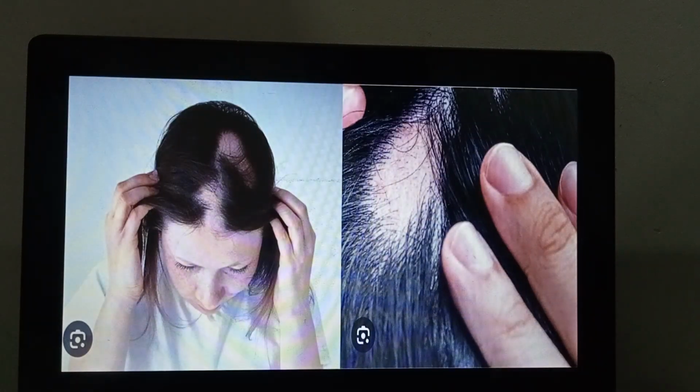This is a case of alopecia areata. You can see a small patch of alopecia areata in the scalp area. When you look closely, you will find a small patch of alopecia with a round border, or it is circumscribed. When you look closely with a magnifying glass, you will find broken hair. These broken hairs are a pathognomonic sign of alopecia areata.